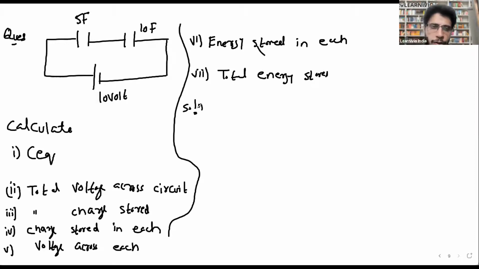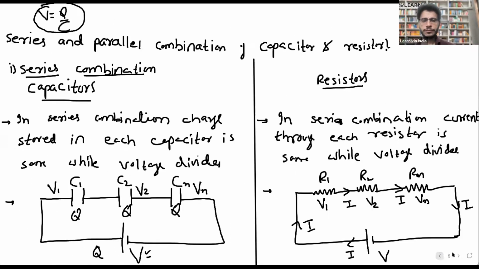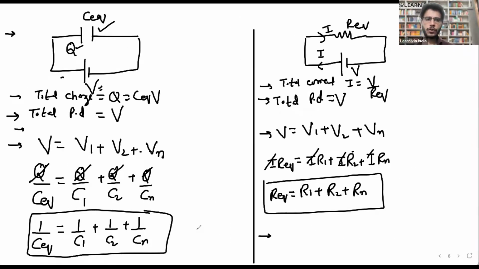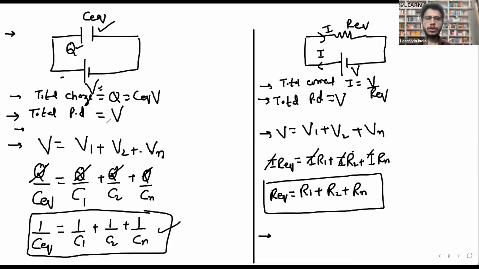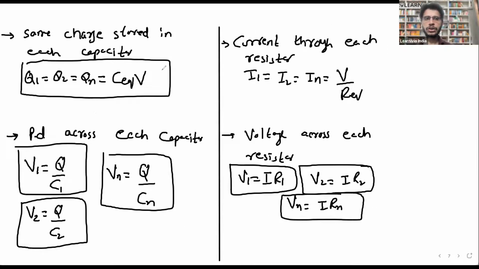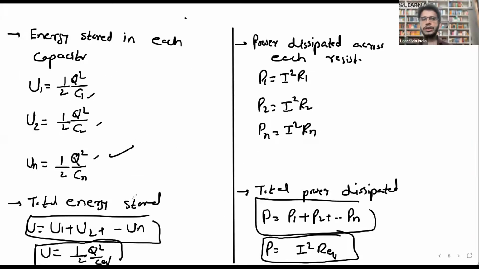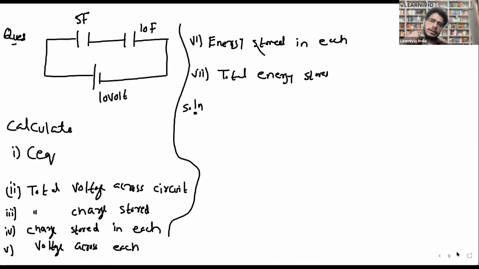Okay, start your calculator. It's a formula-based thing. All formulas are written in these slides. This is for the equivalent capacitance. This is for the total potential difference. This is the total charge. Then you have formula for charge stored in each, voltage across each. Then you have energy stored in each, total energy stored. The formula-based question. Calculate it and write your answer in chat.